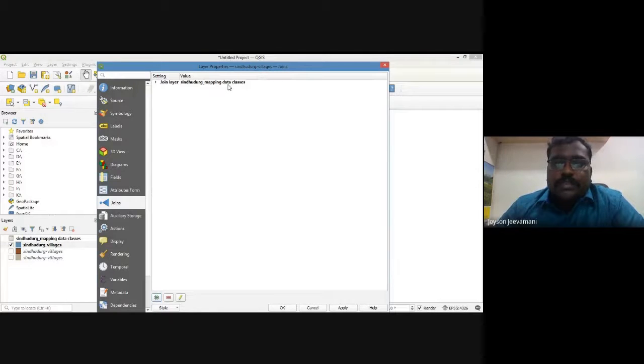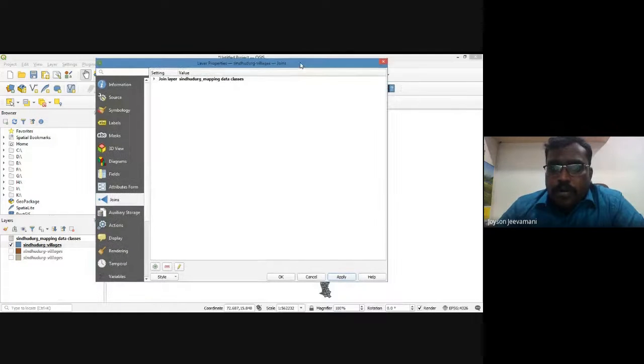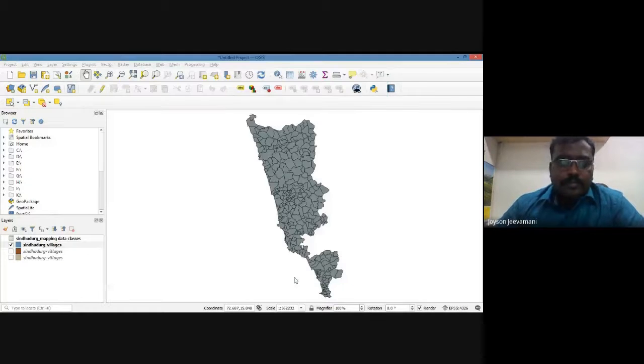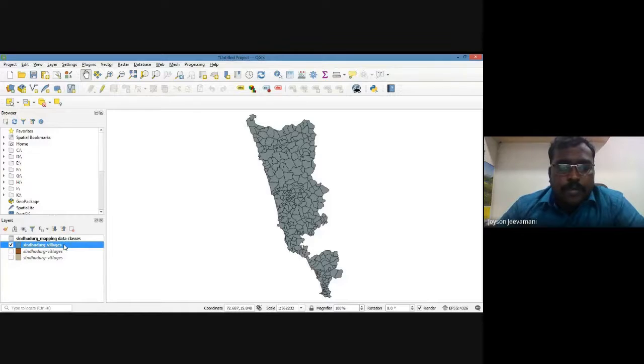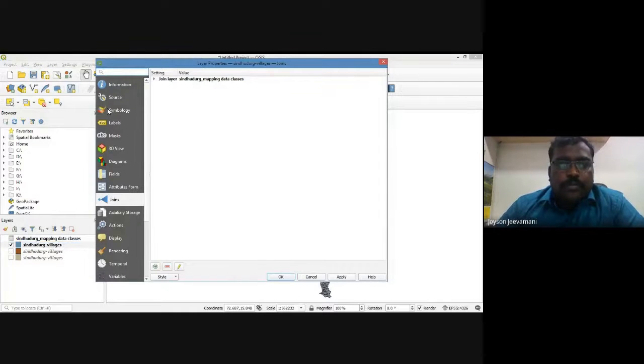Now the join layer shows like this. Click Apply and OK. Now the file is ready and we have to do the mapping. Again I go to properties. We already did the join. Now go to Symbology.